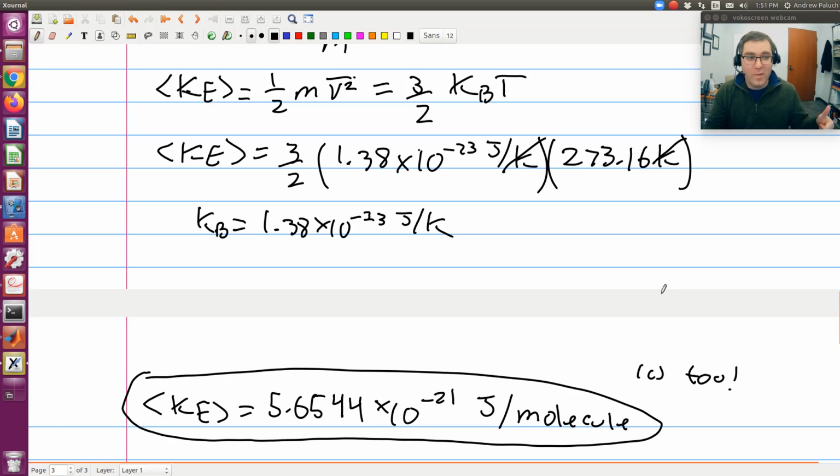All right, so that's exercise 2, or example problem 2. Hopefully that helps, and hopefully it makes sense.